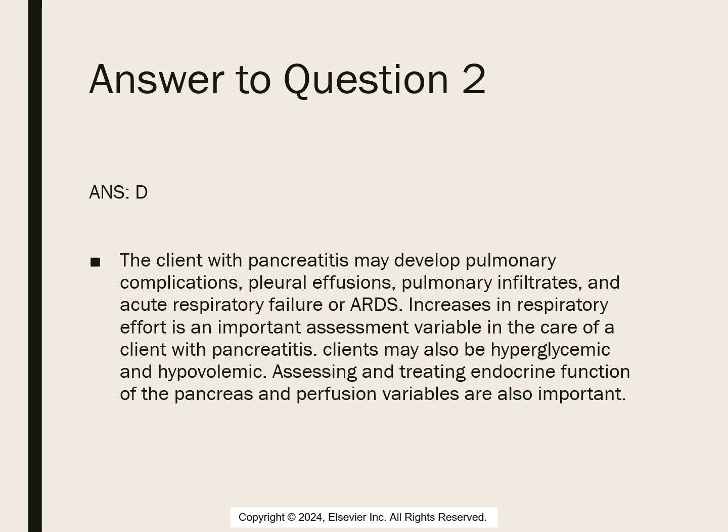So the client with pancreatitis may develop pulmonary complications, pleural effusions, pulmonary infiltrates, and acute respiratory failure, also known as ARDS. Increases in respiratory effort is an important assessment variable in the care of a client with pancreatitis. Clients may also be hyperglycemic and hypovolemic, and assessing and treating endocrine function of the pancreas and perfusion variables are also very important. Once again, with this being an ABC question, it's always about that priority. We're going to look at our airway first and just think about pancreatitis and all of the side effects it can have.